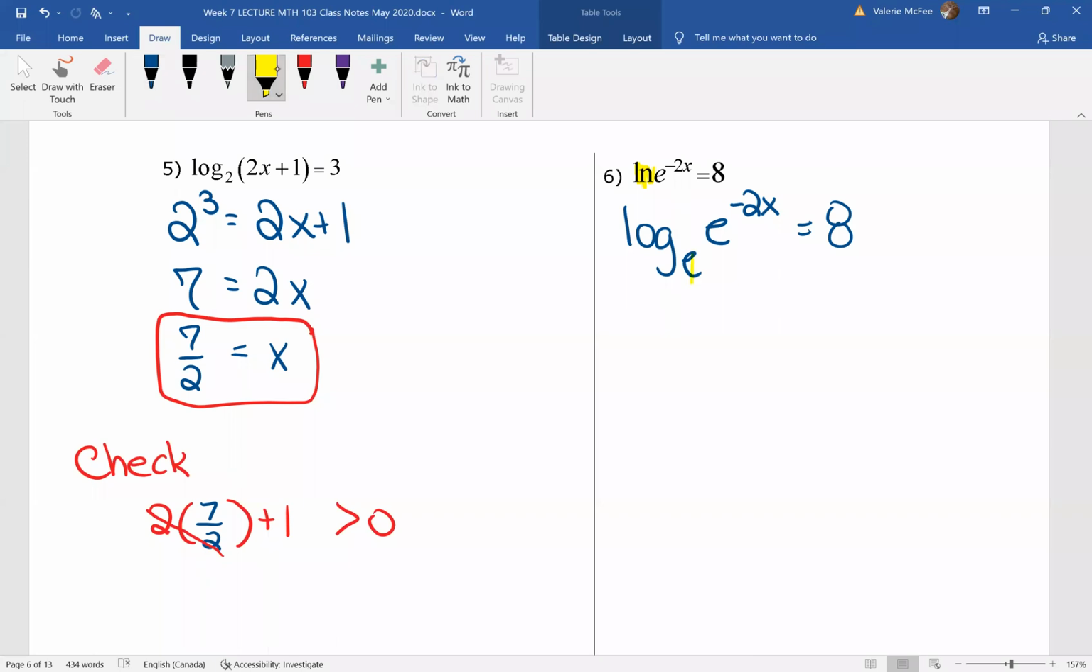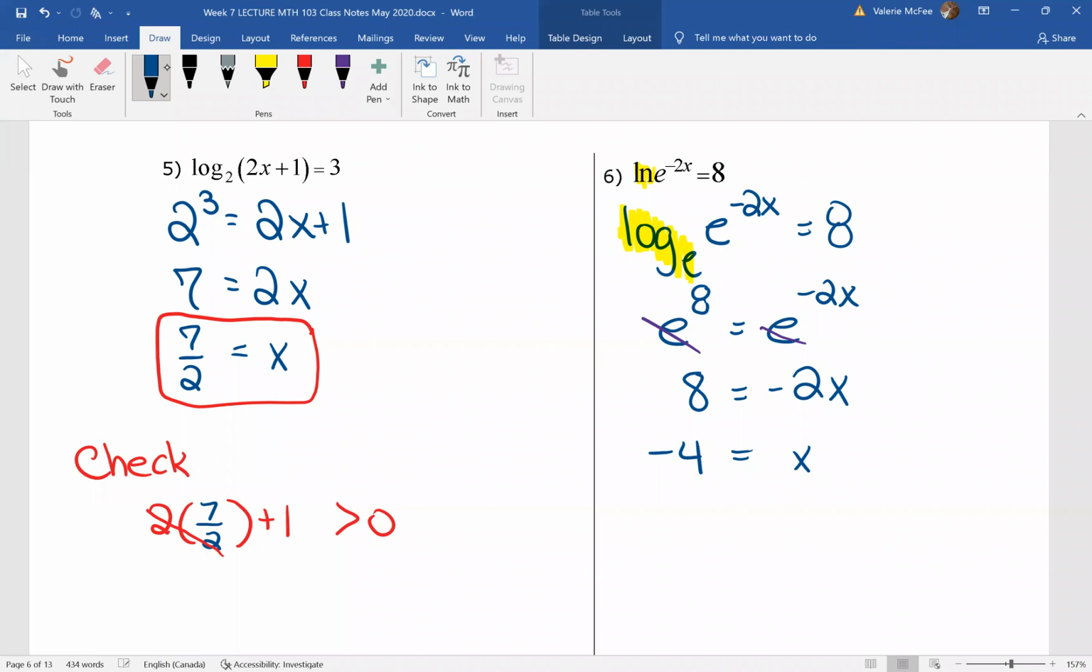So the natural logarithm was replaced with log base e, and then you changed it to exponential form. Base e, the answer to a log is the exponent. e to the power of 8 equals e to the power of -2x. Our bases are the same, so we can say that the exponents are equal. Divide by -2. x is -4.